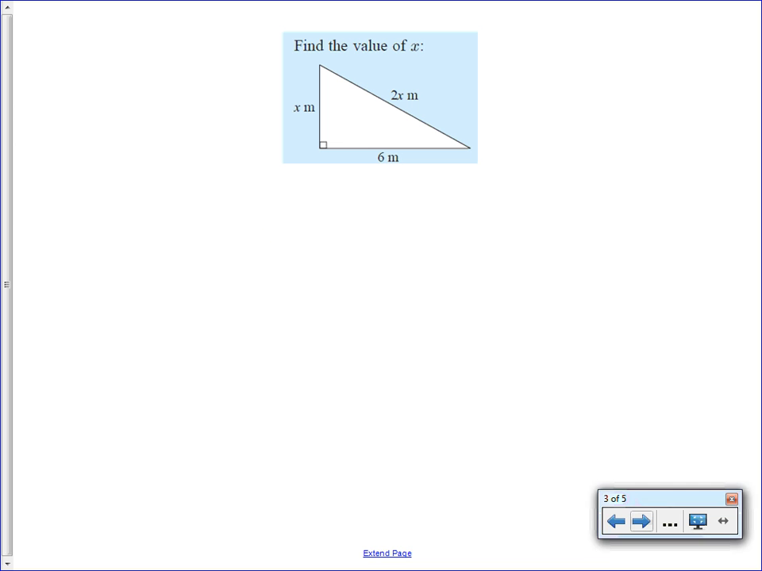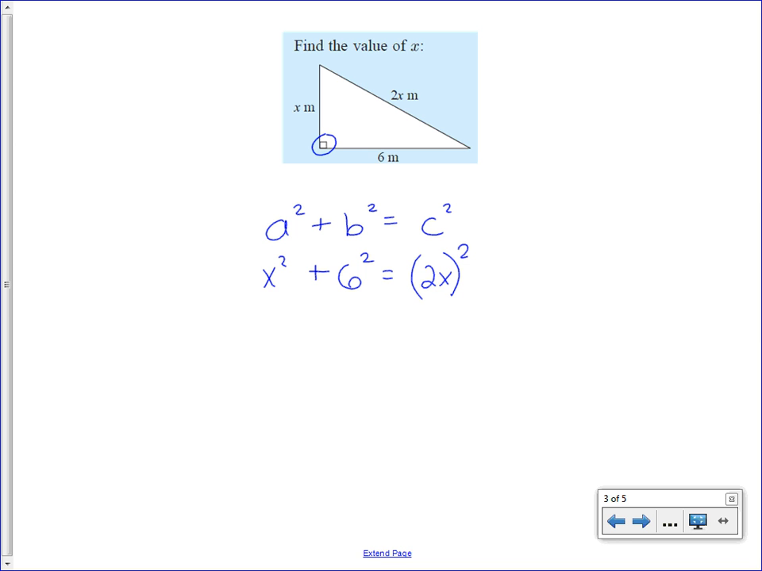We're going to start with the Pythagorean theorem. We can use it because it's a right triangle. We know that. It shows us the little box in the corner. a and b are the legs, so I can replace a with x, and I can replace b with 6. c is the hypotenuse, and I'm going to replace it with 2x. It's very important that you replace that in parentheses. On the left, there's nothing for me to simplify here.